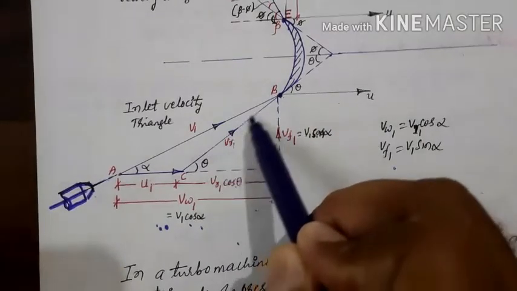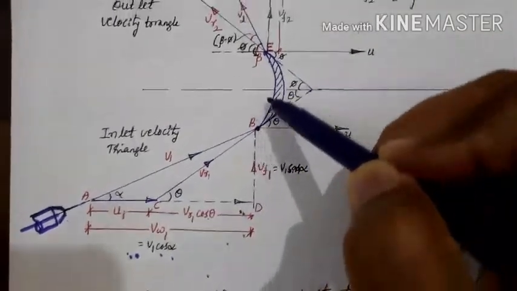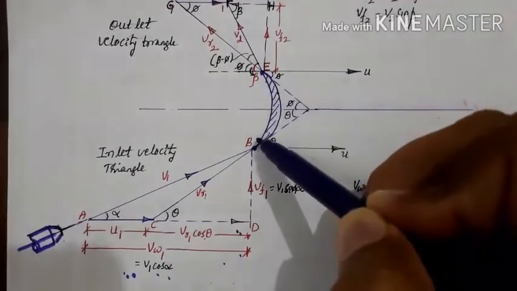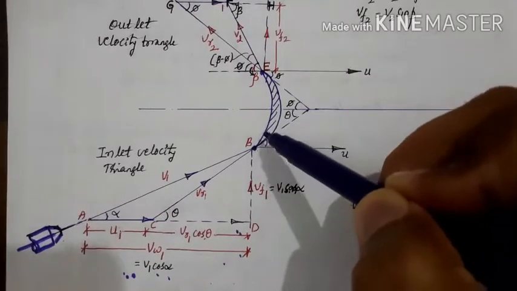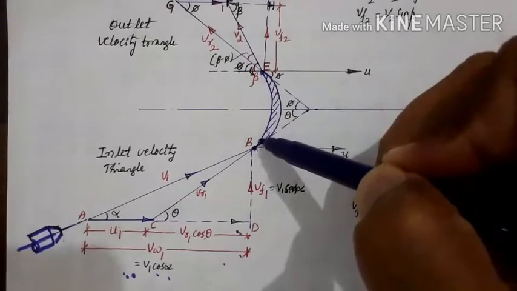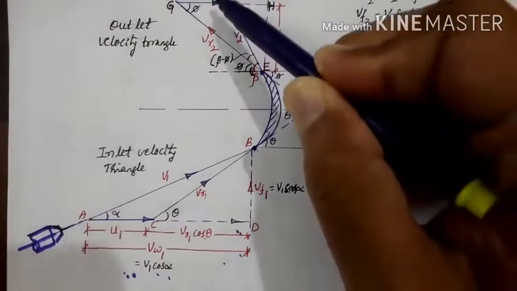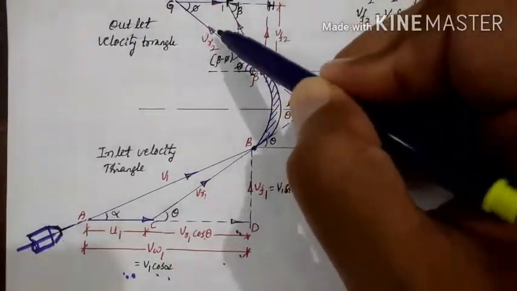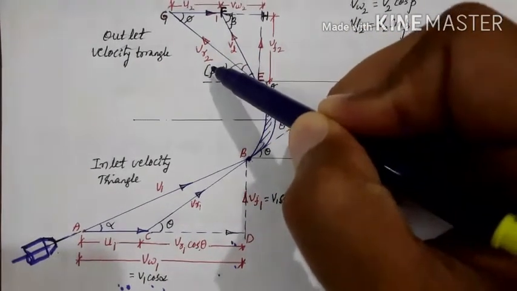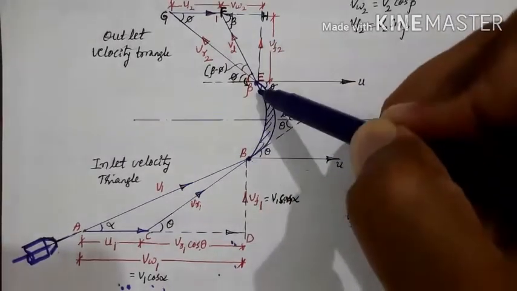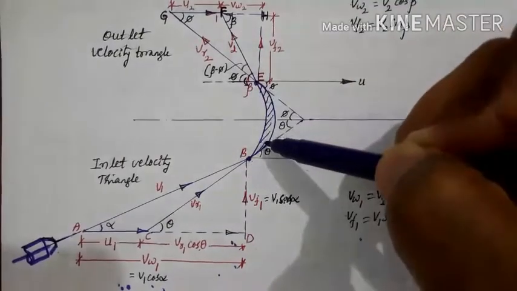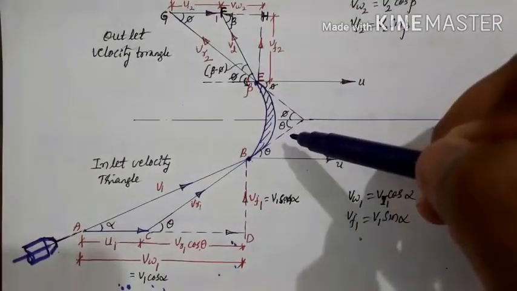With this velocity the jet is entering into the blade passage, and we have assumed the blade passage is very smooth. There is no frictional loss here, and whatever velocity with which the jet enters the blade passage, it will glide over the surface and exit with the same velocity, which is mentioned here at the outlet as VR2. If there is no loss in the blade passage, then VR1 is equal to VR2. If there are any losses, then VR1 is not equal to VR2.